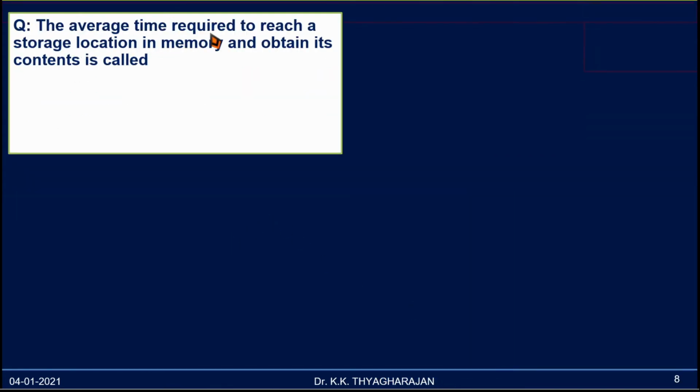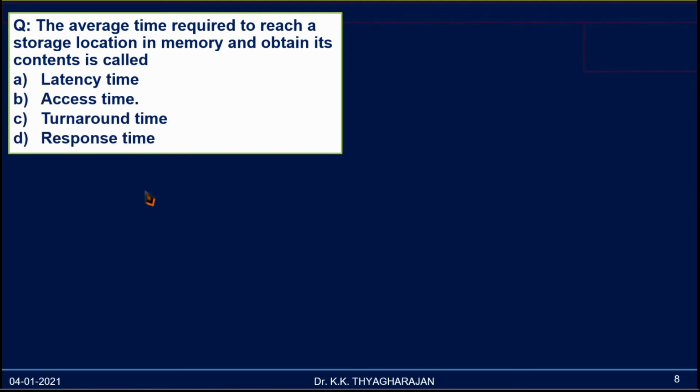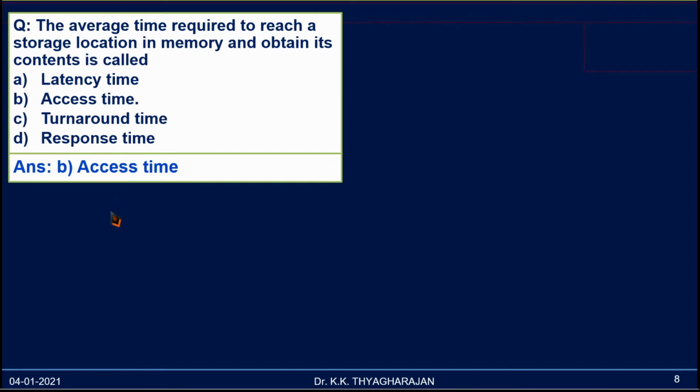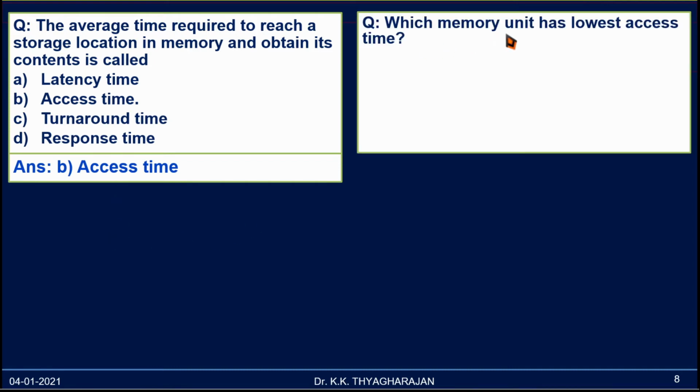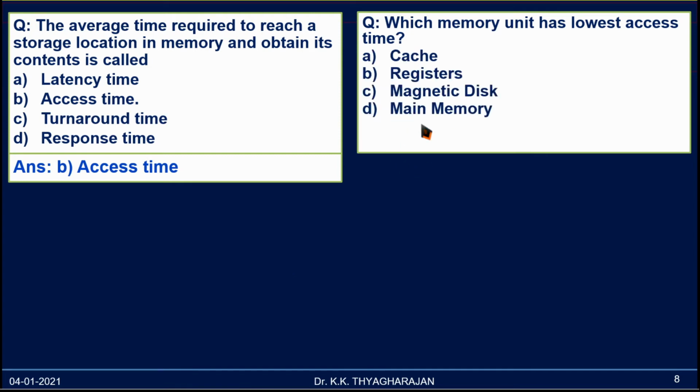The average time required to reach storage location in a memory and obtain its content is called as latency time, access time, turnaround time, response time. The correct answer is B, access time. Which memory unit has lowest access time? Cache, registers, magnetic disk, main memory, pen drive. In this, the registers are inside the CPU. So only registers will have lowest access time.